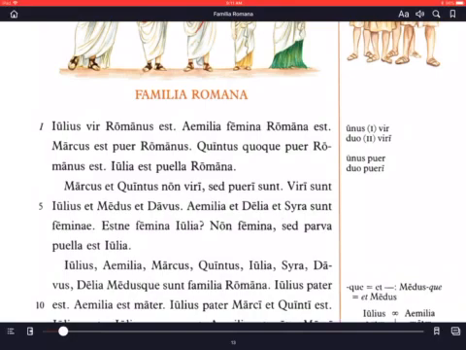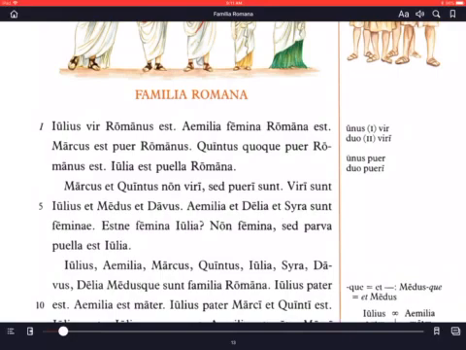Marcus et Quintus non viri, sed pueri sunt. Marcus and Quintus are not men, but are boys. Now notice there how vir has turned to viri, plural. Puer, boy, has turned to pueri, boys. So for these R-type nouns, usually just add a long I on the end of it to make it plural, which is kind of like what we saw before with the us changing to E, but now we're not replacing the R ending, we're just adding a long I on the end of it.